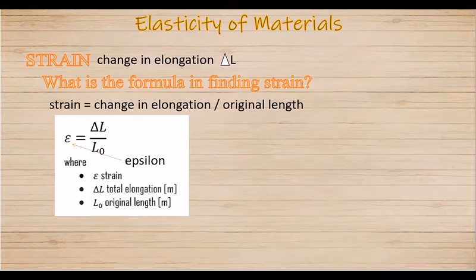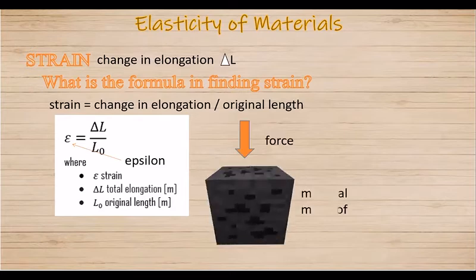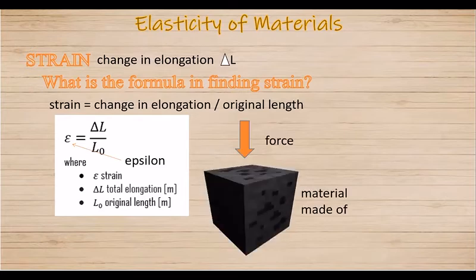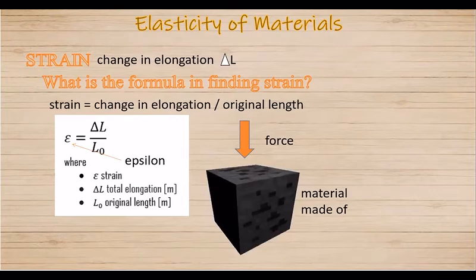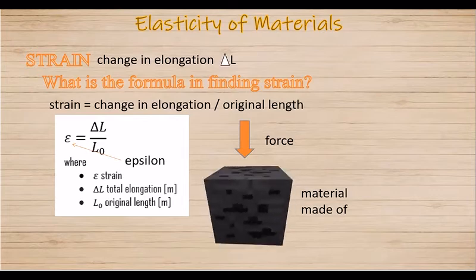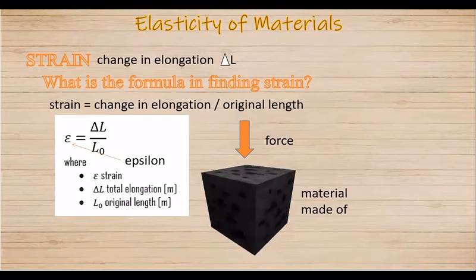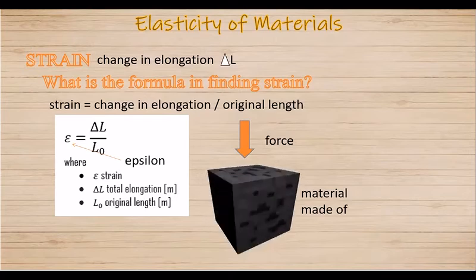There are two factors affecting the strain of the object. First is the force applied, and the second is the material. The more force that we apply towards an object, the more impact on the strain. While the harder the object, there will be less strain. In line with that, the poorer the quality of the material, the more tendency for strain.